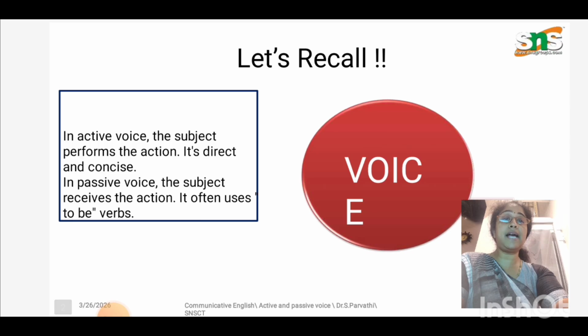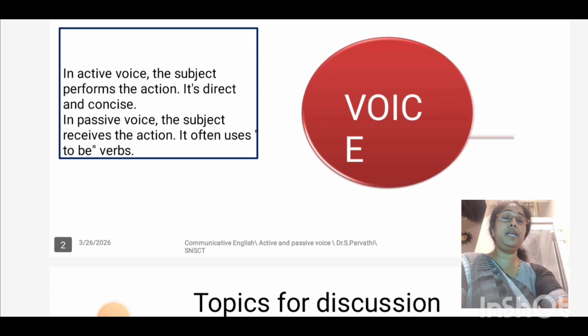What is active voice? In active voice, the subject performs the action. It's direct and concise. In passive voice, the subject receives the action. It is often used with to be verbs.